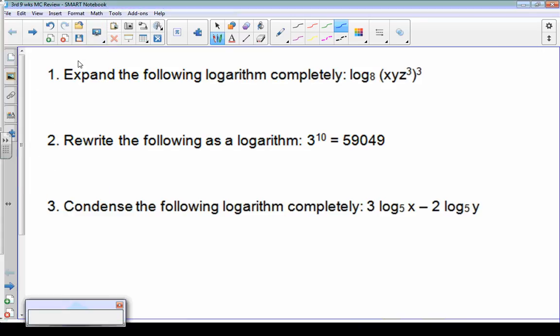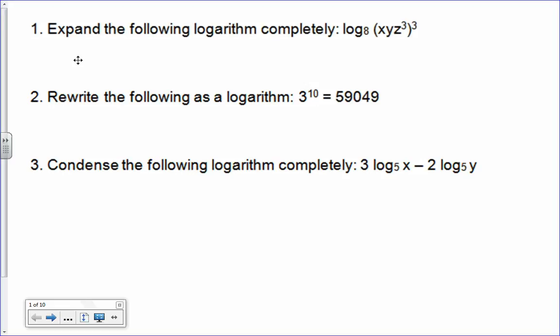Multiple choice part of your review. We're going to do 1 through 10 tomorrow, Thursday, on the multiple choice part of your benchmark. We're going to do 11 through 20 on Friday.